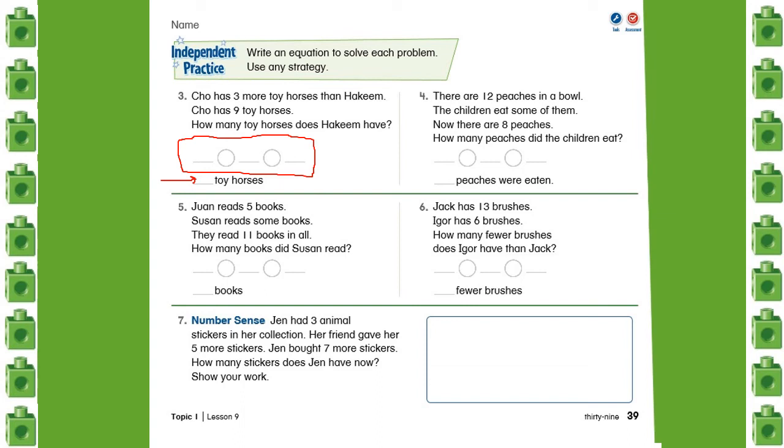For number 7, let's look at this. It's a little tricky. Jen had 3 animal stickers in her collection. Her friend gave her 5 more stickers. Jen bought 7 more stickers. How many stickers does Jen have now? Show your work. I don't just want to see the correct answer. I want to see all the steps. Okay, so be careful. This is a 2-step problem. Okay, we shouldn't do this all in our head. Maybe we can, but we shouldn't. Okay, and then once that's finished, you'll go to page 40.